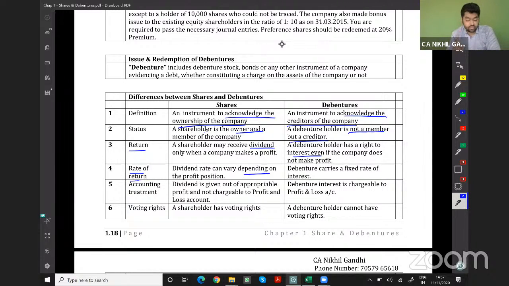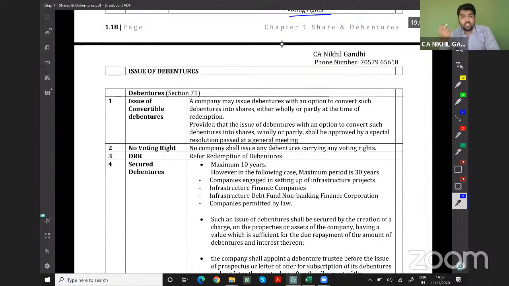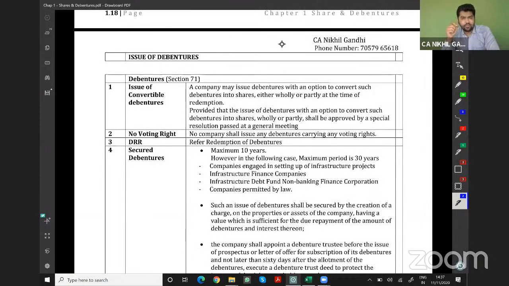For debentures, it is normally fixed. Accounting treatment: dividend is considered an appropriation of profit, while interest is considered a charge against profit. Voting rights: shareholders have voting rights. Debenture holders cannot have any voting rights. So we are jumping to our next part, which is issue of debentures. Section 71. After completing this lesson, we will run through a more summarized version of what we have covered in this chapter. I know this is one of the biggest chapters.